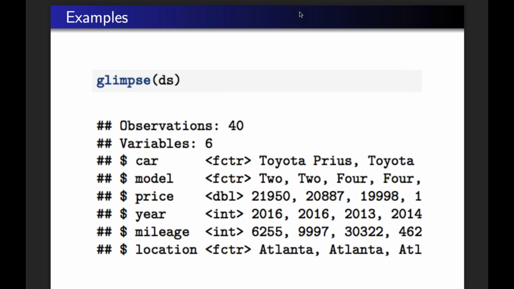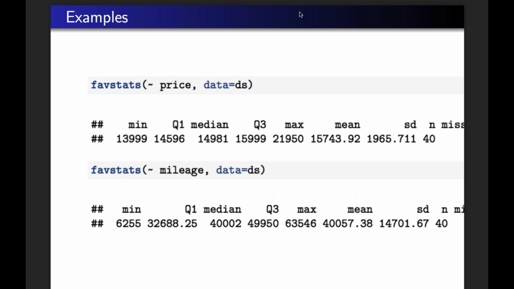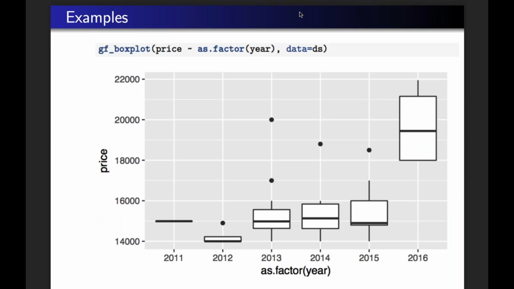They've run this student.rmd file. I've run the glimpse command on the data frame called DS. It says there are 40 observations there. You can see that these are Priuses from Atlanta. It shows us the first couple of values. I can run the favstats function in the mosaic package that shows me that the prices go from about $14,000 to about $22,000 for their cars, but the mileage goes from about 6,000 to 60,000 miles. So we get some kind of sense of the distribution.